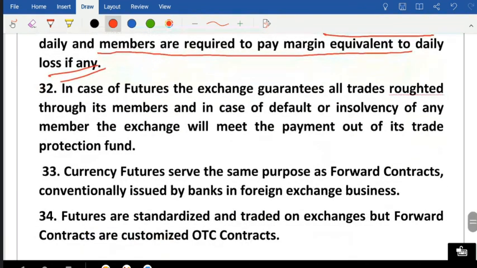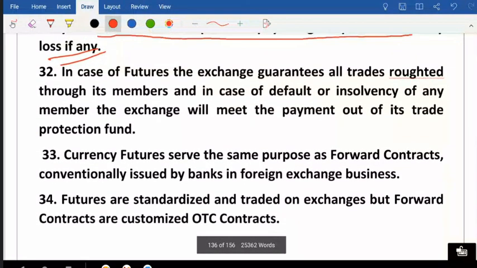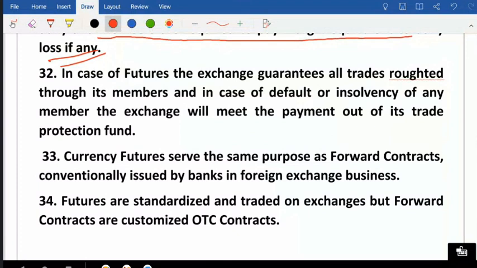In case of futures, the exchange guarantees all trades through its members. In case of default or insolvency of any member, the exchange will meet the payment out of the trade protection fund. So when the exchange is involved, they take money from their account. How do they pay? They recover money from the members. The exchange maintains one trade protection fund.